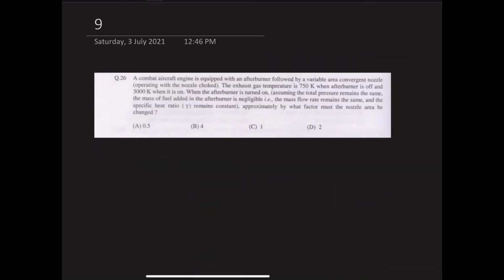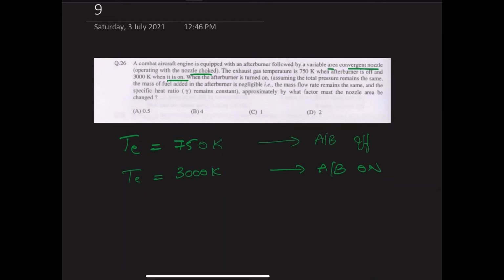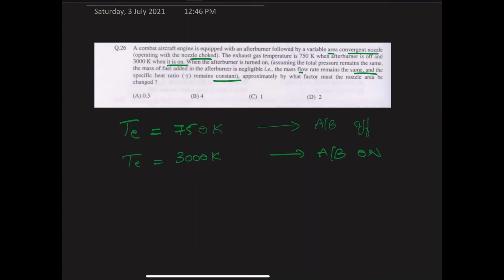Question number 9. A combat aircraft engine is equipped with an afterburner followed by a variable area convergent nozzle. The nozzle is choked. The exhaust gas temperature is 750 Kelvin when the afterburner is off, and the same exhaust gas temperature is 3000 Kelvin when it is on. When the afterburner is turned on, the mass of fuel added in the afterburner is negligible. The mass flow rate remains constant, and the specific heat ratio remains constant. By what factor must the nozzle area be changed?